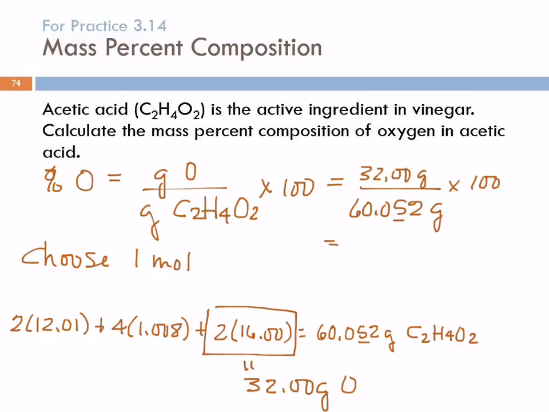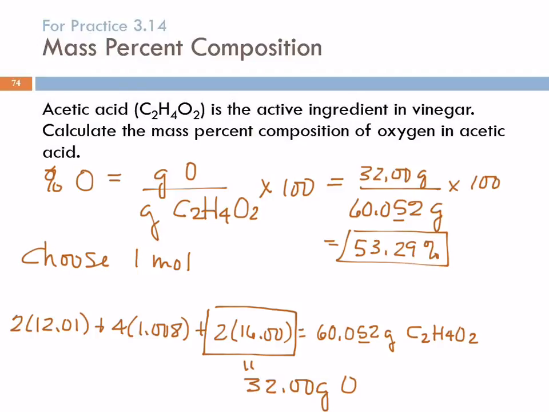32 divided by 60.052 times 100. I'm going to round my answer to 4 sig figs: 53.29%. So by mass, oxygen is 53.29% of acetic acid. Yeah, that's a lot. Any questions?